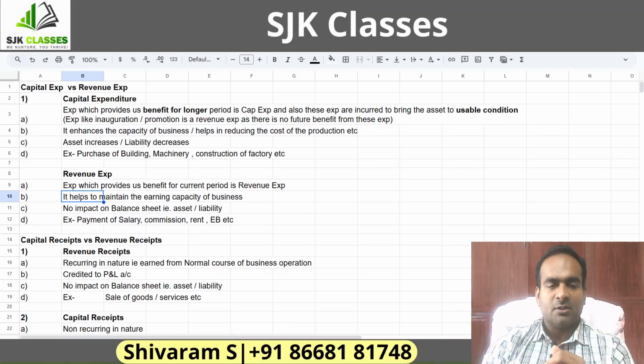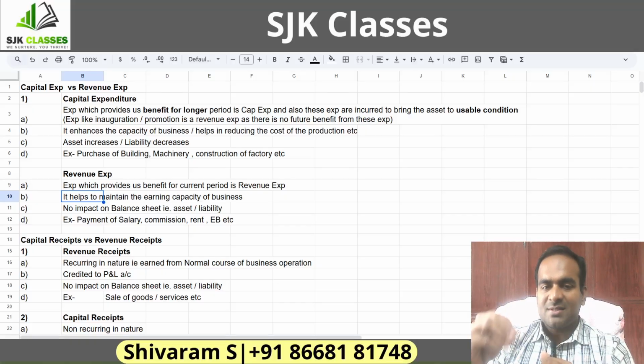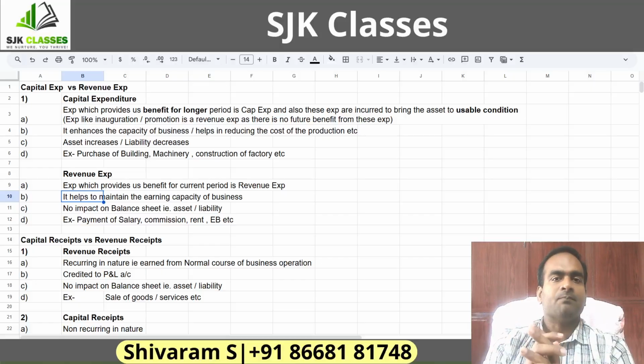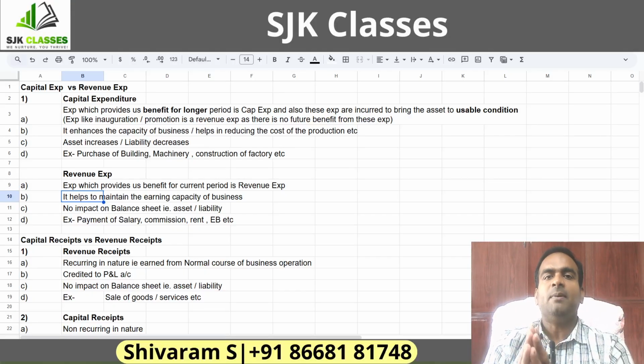I'll give some examples for this. Let's speak of salary. By payment of salary, or even a simple example will be repair cost. For a machinery, if you're doing some repairs, by doing these repairs, the efficiency of the machine will not increase. So what it does, it will help us to maintain the asset at the existing level. So whatever is the present position, it will bring the asset back to its present position. So repair cost will be classified as a revenue expenditure and not as a capital expenditure. I hope it should be clear.